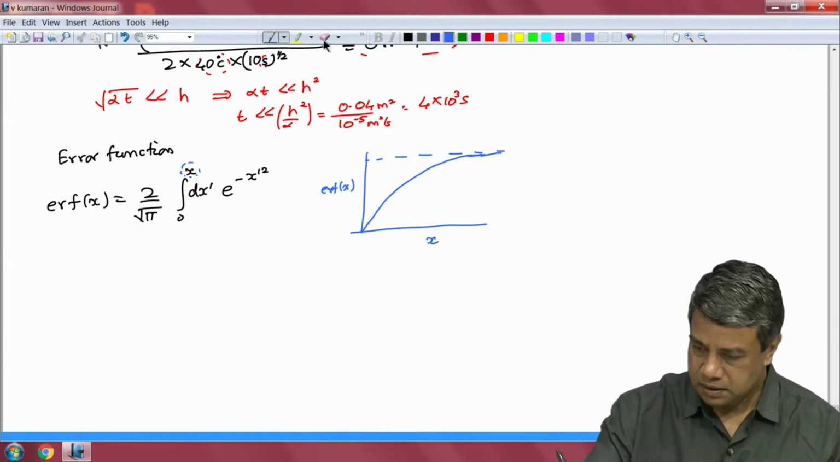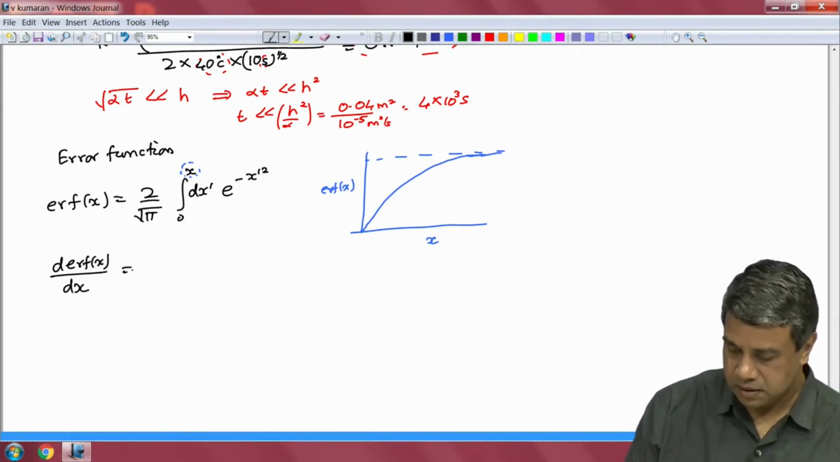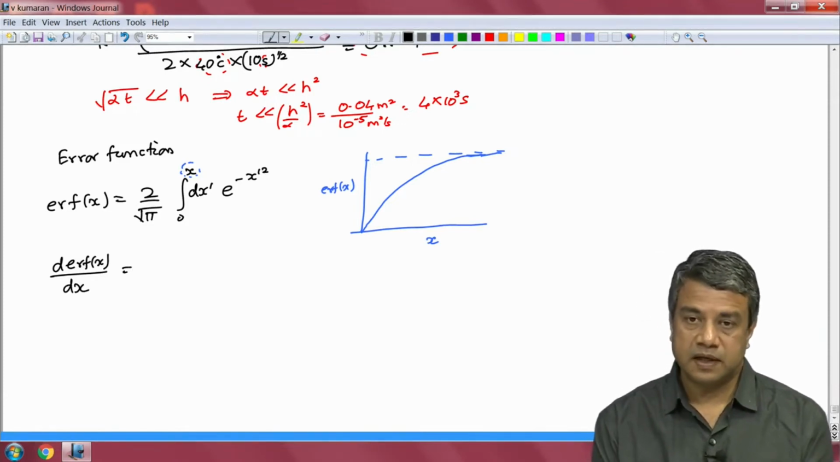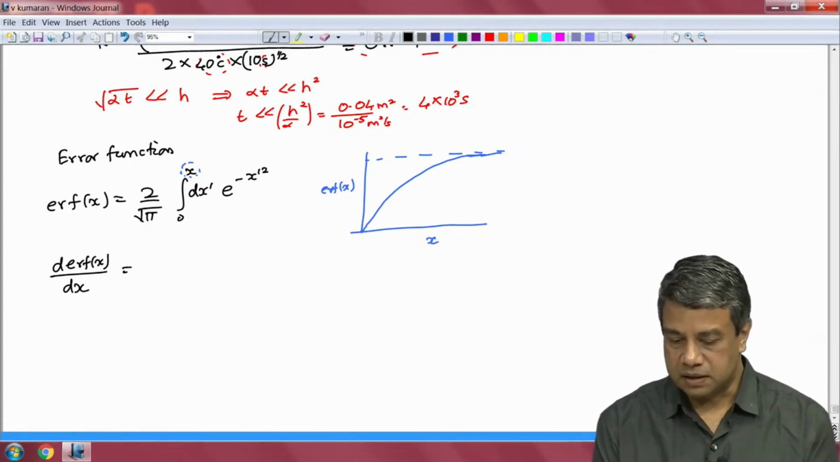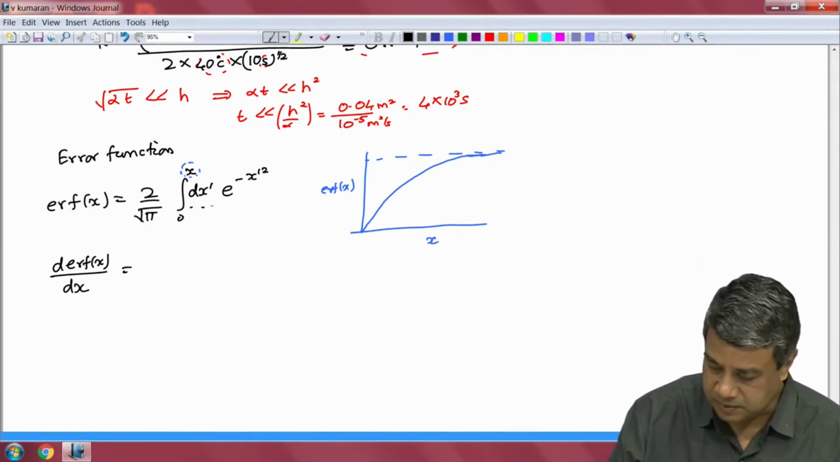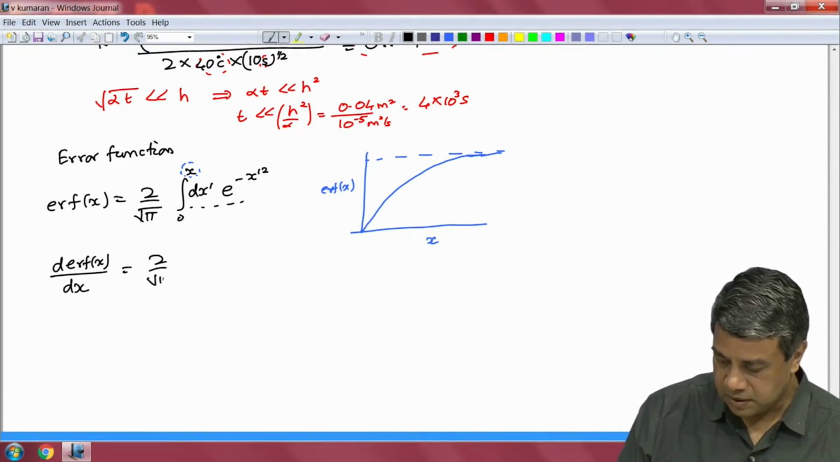The slope of this error function, d erf(x) by dx. The slope of an integral is just the value of the integrand at the upper limit. The derivative of an integral is the value of the integrand at the upper limit. The value of the integrand is 2 by root pi e power minus x square.